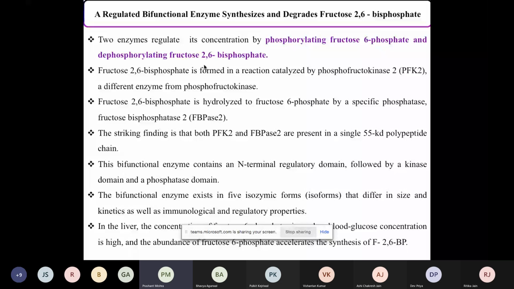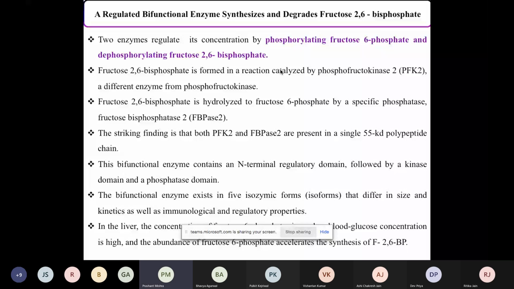And how is this 2,6-bisphosphate formed? It is formed by another enzyme. Conversion to 1,6-bisphosphate is by PFK1, that means phosphofructokinase 1. Conversion to fructose 2,6-bisphosphate is by the enzyme phosphofructokinase 2. So these are two different enzymes, and they are controlling: one the synthesis of 1,6-bisphosphate, the other the synthesis of 2,6-bisphosphate. 2,6-bisphosphate is the allosteric regulator, and 1,6-bisphosphate is the one which will go ahead for the catalytic reaction.